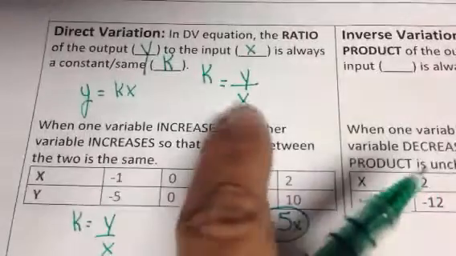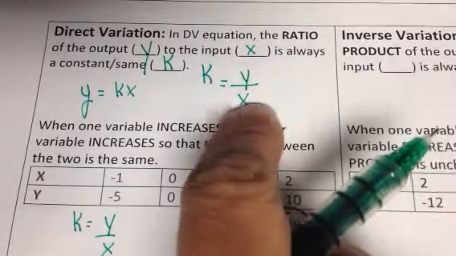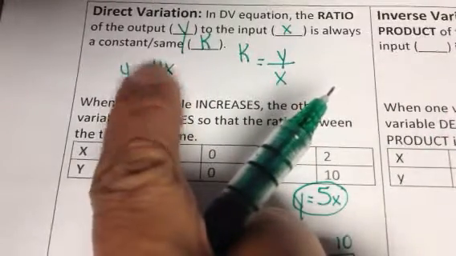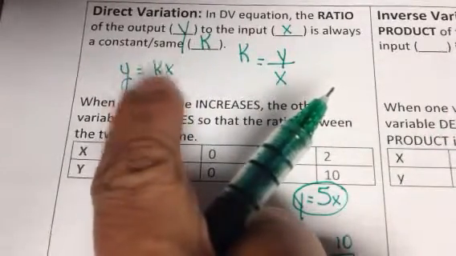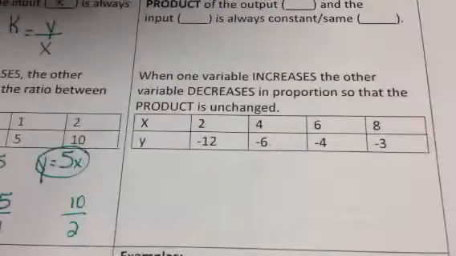So that's direct variation. Again, direct variation is a ratio between y and x. This ratio helps you find your constant, but then this is the equation. When they say write the equation that represents direct variation, this is what they're looking for. An equation is y equals. So let's go to inverse variation.